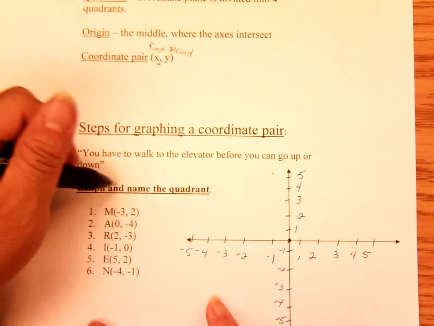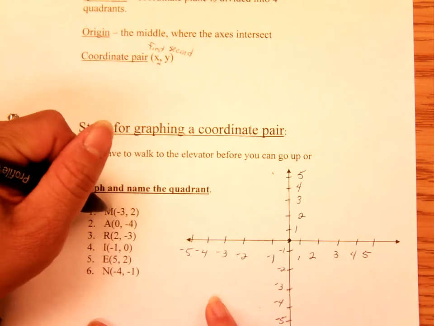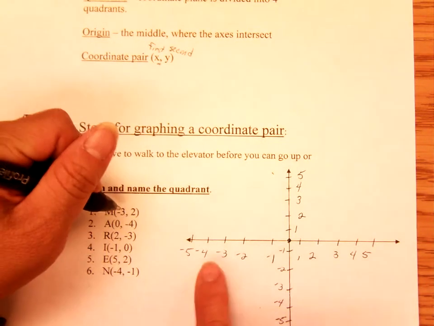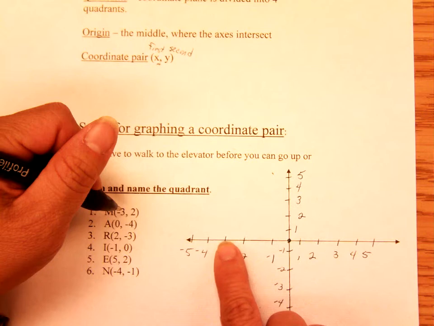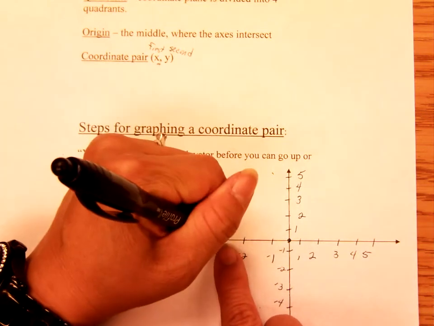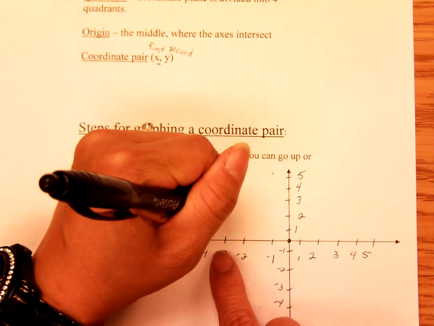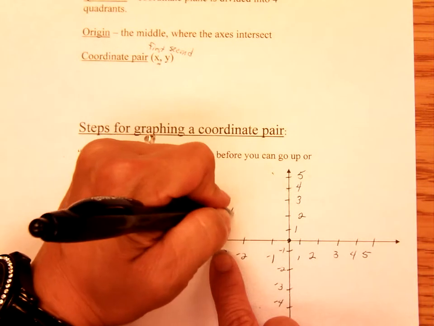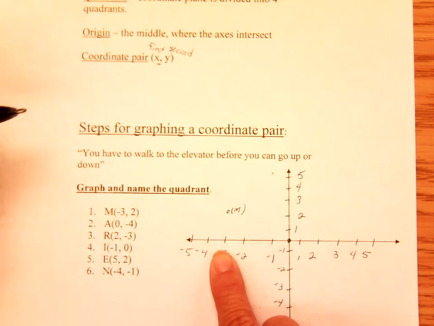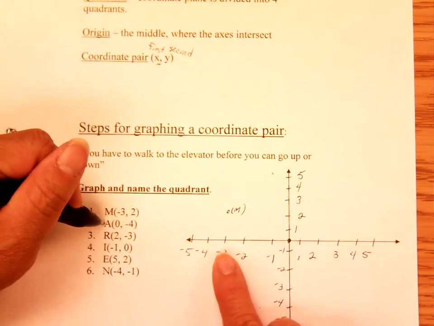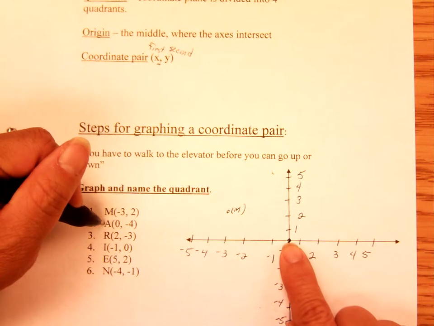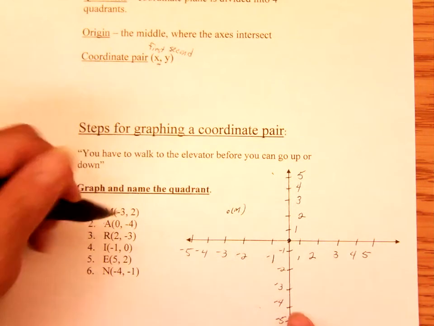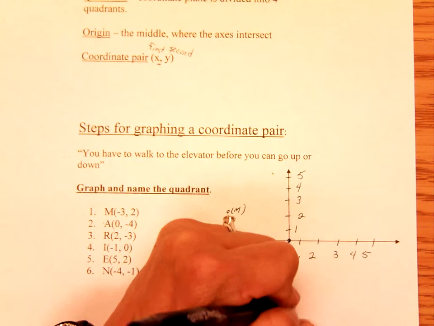It says graph and name the quadrant. So here, M is (-3, 2). Remember, you have to walk. So you're going to walk to -3 and go up to 2. You make a dot, and you label it M. Okay, let's try another one. A: you walk to 0 and go down -4, and you have A.